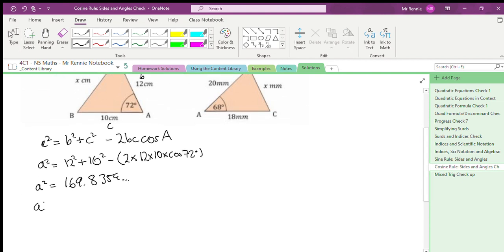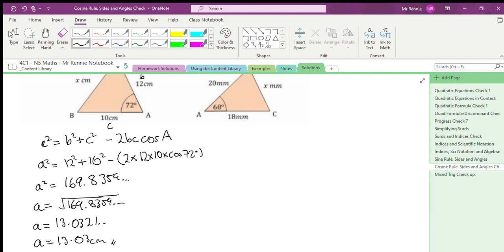To work out a, we take the square root of this. Don't round at this point, because you want to get your answer as exact as you can. So it'll be the square root of what I got on my calculator. That gives me 13.0321, and if I round that, I get 13.03 centimeters. So using the cosine rule, I've worked out that the length of a, which was x, was 13.03 centimeters. We'll look at the second example.